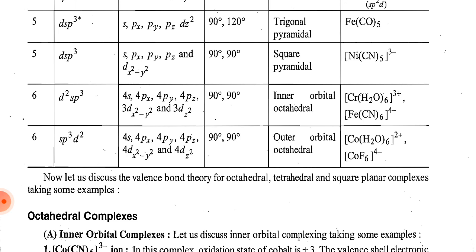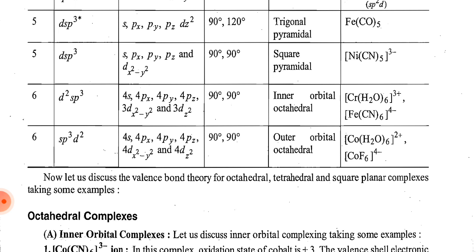Then coordination number is 6, d2sp3. Orbitals involved are 3d x2-y2, 3d dz2, 4s, 4px, 4py, 4pz, with 90 degree, 90 degree bond angle. Geometry is inner orbital octahedral. Examples are Cr(H2O)6 3 plus, Fe(CN)6 4 minus.